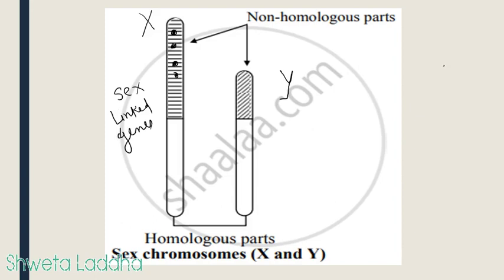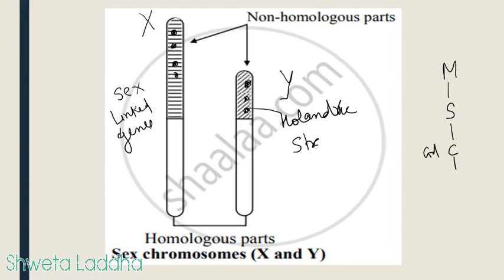That is, if in one generation the mother is the carrier, her son will be the sufferer. Again, the granddaughter will be a carrier. Again, the great grandson will be the sufferer. In this way, criss-cross. Whereas genes present on the non-homologous part of the Y chromosome are called Holandric genes. And Holandric genes always show straight inheritance, that is, from father to son, father to son. Straight inheritance, not criss-cross inheritance.